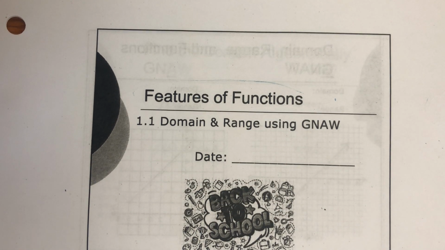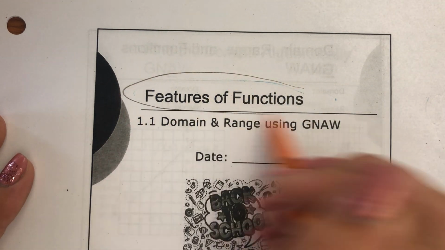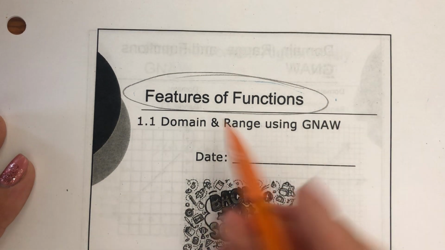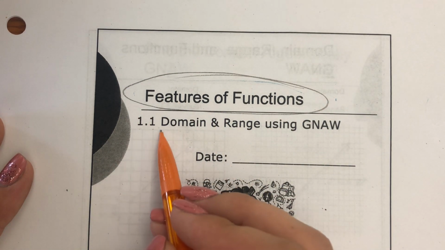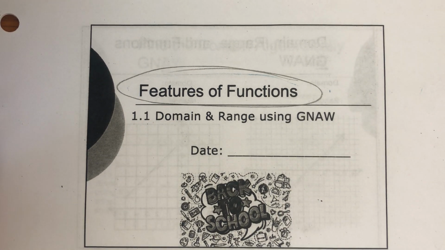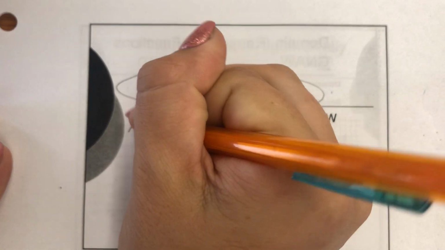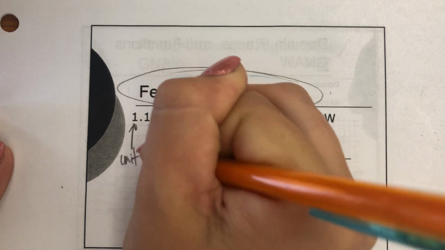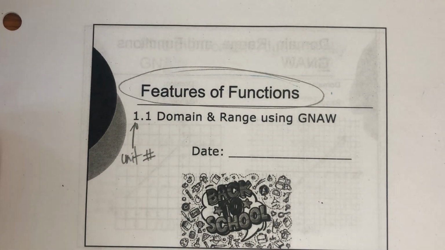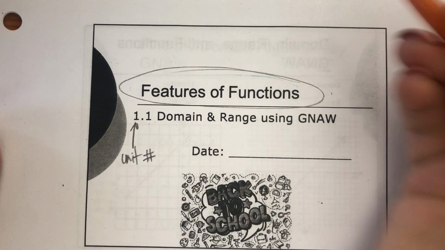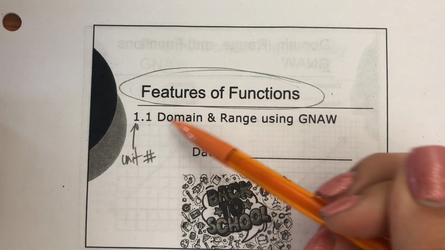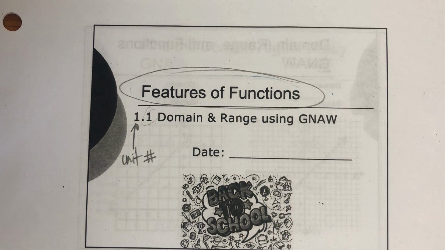This is Ms. Schultz. This is our very first notes video for pre-calculus. The name of the unit, our very first unit, is Features of Functions. Just so you understand how this works, it's to help you organize yourselves. So this is the unit number. The pound sign means number, not hashtag. So we're in Unit 1, and this is just the first lesson of Unit 1.